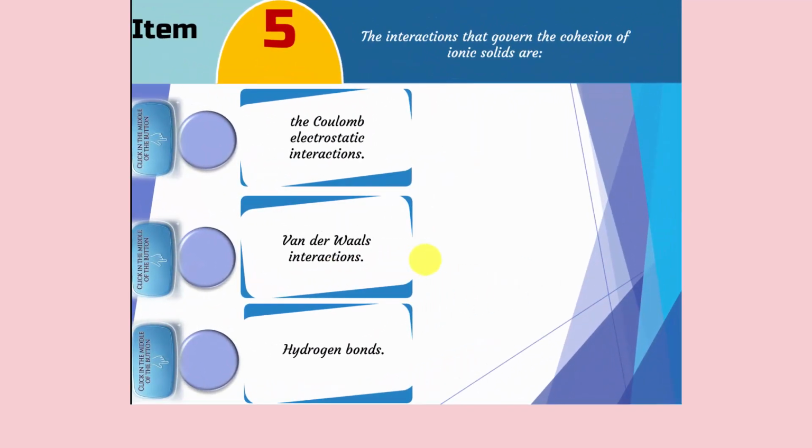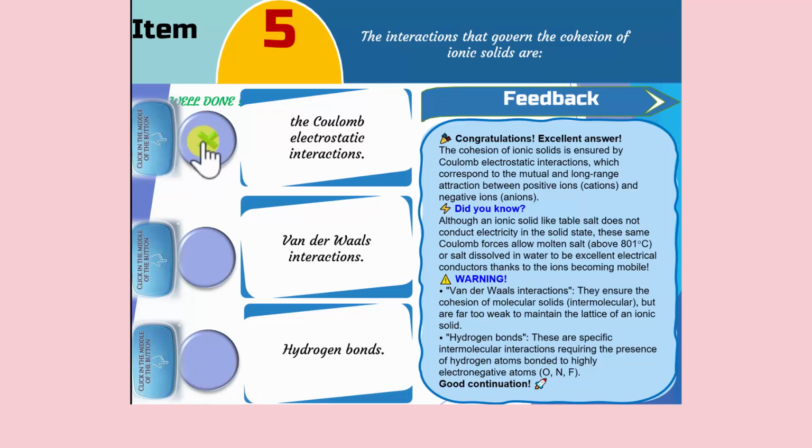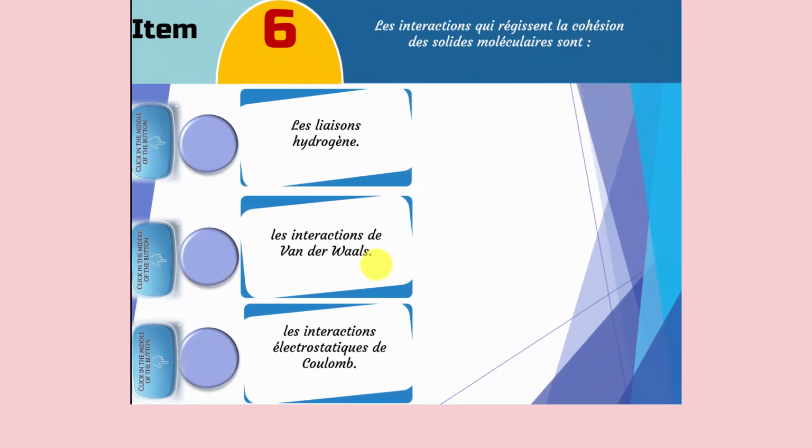The correct answer is Coulomb electrostatic interactions. These long-range forces create mutual attraction between positive ions, or cations, and negative ions, or anions, holding the ionic lattice together. Van der Waals interactions are associated mainly with the cohesion of molecular solids, and they are too weak to maintain an ionic lattice. Hydrogen bonds are also intermolecular forces, but they require hydrogen bonded to a highly electronegative atom such as oxygen, nitrogen, or fluorine. In molten or dissolved salt, mobile ions can conduct electricity, unlike solid salt.